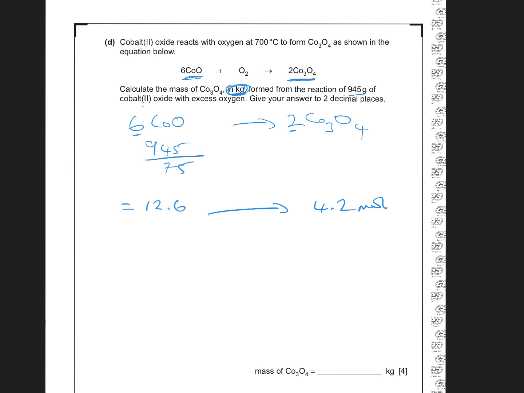Now I can just convert this to a mass. So if we go down here, the mass is going to be 4.2 times the MR of this, which is 241, and that gives an answer of 1012.2 grams. Remember, I have to give the answer in kilograms. So we're going to move the decimal place 3 places, and that is going to be 1.01 kilograms. Give your answer to 2 decimal places. You don't want to lose that mark.